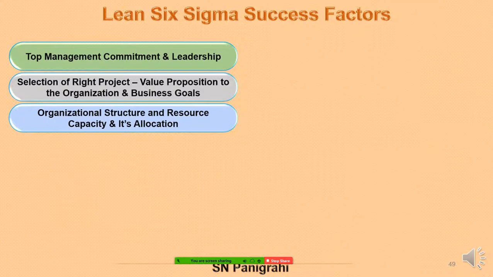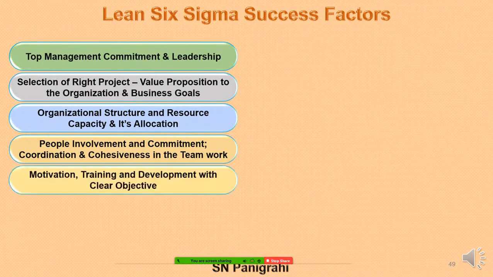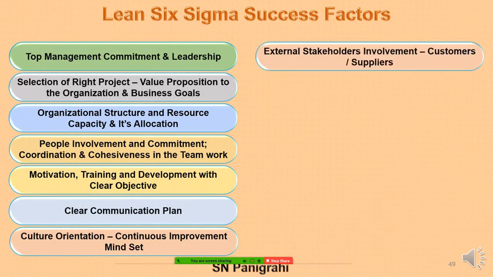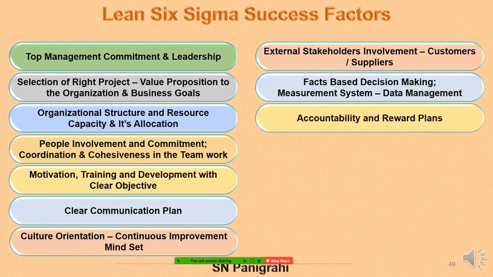Suppose it is an opportunity for improvement, for example profit improvement, margin improvement, or improvement of customer satisfaction. When you take such projects, the goals should be perfectly defined and understood, and it should be of interest to the management and ultimately contribute to the organization. So you take the right project selection. Then organization structure and resource capability and allocation are also very important. The right people have to be allocated to the project. Then people's involvement and commitment is very essential, because most of the projects when you take them up require cross-functional support. Therefore, when cohesive teamwork is developed, it will give good results.